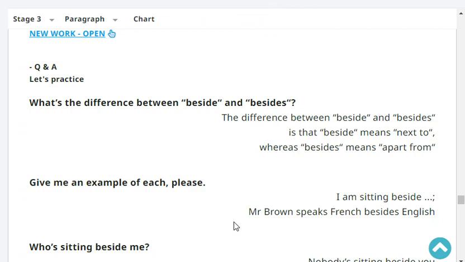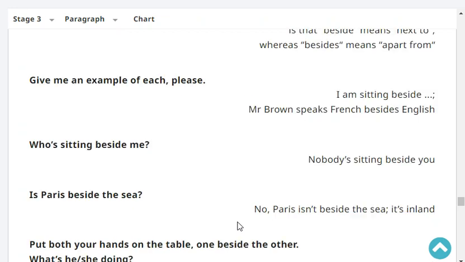Give me an example of each, please. I am sitting beside nobody. Mr. Brown speaks French besides English. Very good. Who's sitting beside me? Nobody sitting beside you. Wait, is Paris beside the sea?